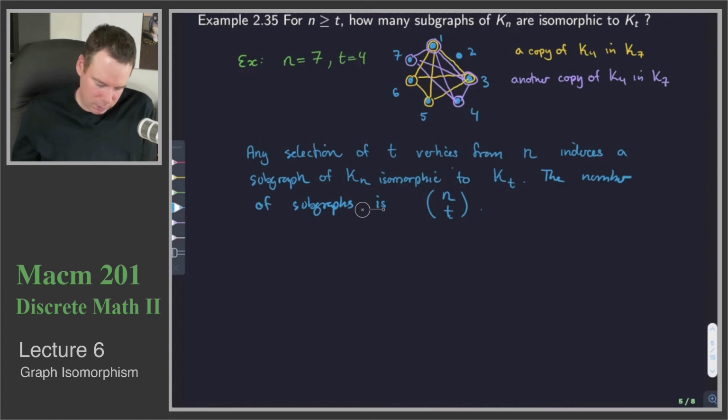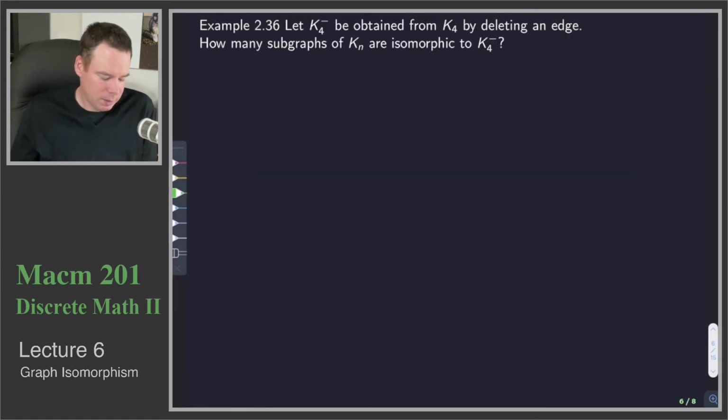All right, let's have a look at another example. Let K4 with a little superscript of a minus sign be obtained from K4 by deleting an edge. So we use this notation to mean K4 with one edge removed. How many subgraphs of Kn are isomorphic to K4 with an edge removed? So let's get a feel for what K4 with an edge removed looks like.